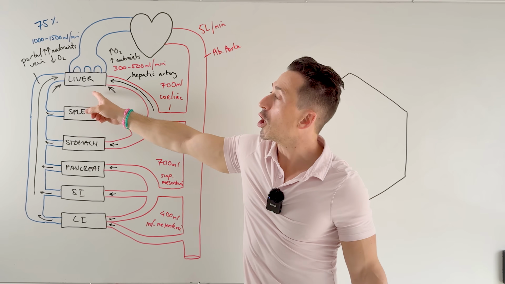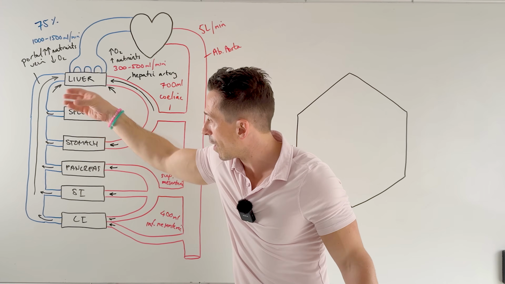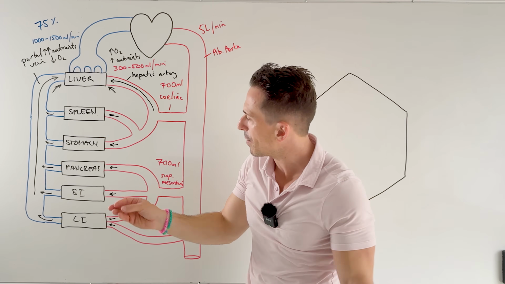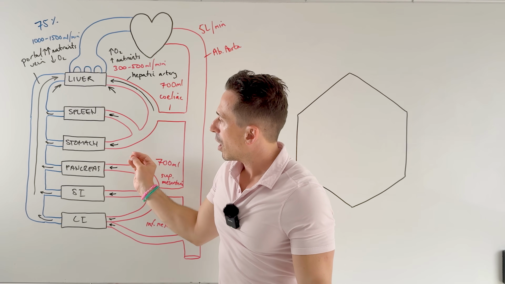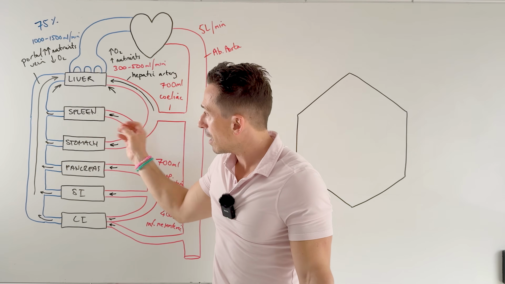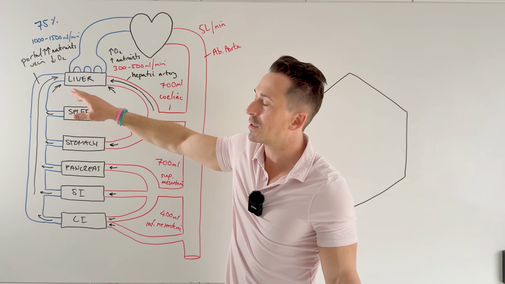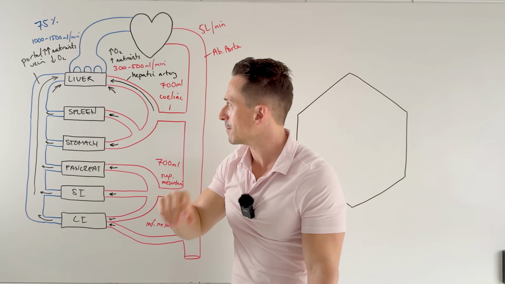So the liver gets 90% of its blood after a meal from the portal vein that's draining from all these various organs. Because remember, these organs are absorbing things and then secreting things, and they're dumping it into the portal vein. Okay, so that's the first important point we need to highlight, those two different blood supplies.